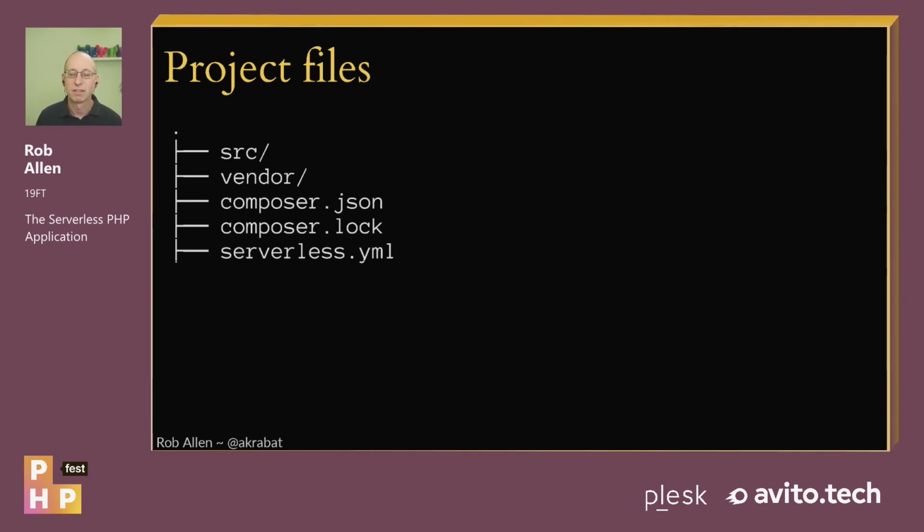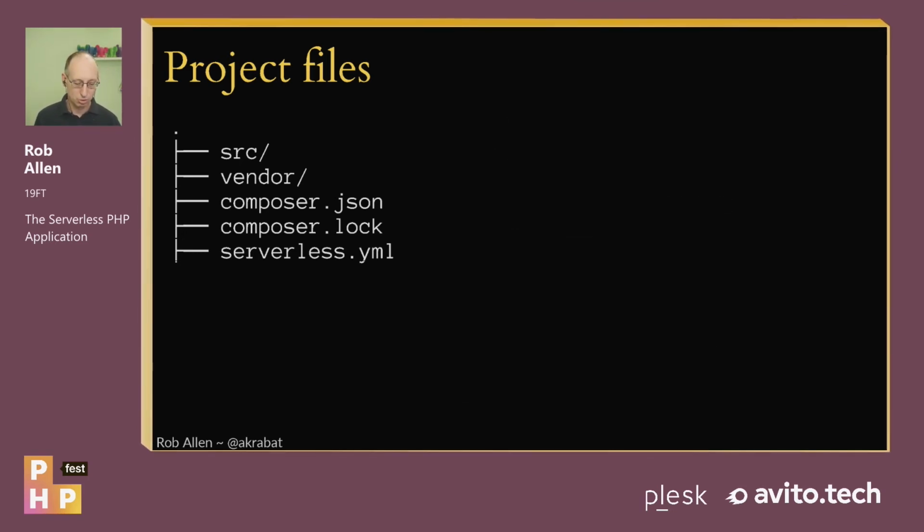Project files look like this. We're now looking at a fairly standard PHP application. We have a source folder. We have a vendor folder because we are using Composer. And we also have our serverless.yaml file because that's our deployment system.